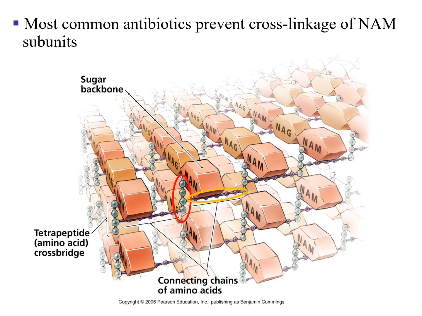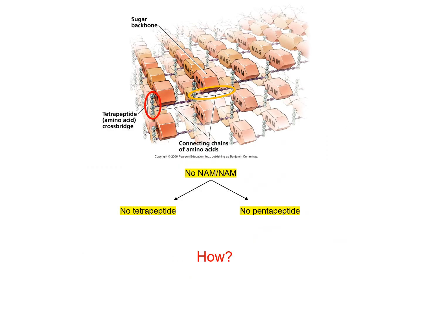More common antibiotics prevent cross linkage of NAM and NAM subunit. So we just looked at if we inhibit where that yellow circle is. If we can inhibit that from forming, we stop the layers from being able to be attached to the adjacent layer. Again, you produce the NAG and NAM, but they cannot insert to the previous layer. So no NAM-NAM, the bacteria cannot reproduce.